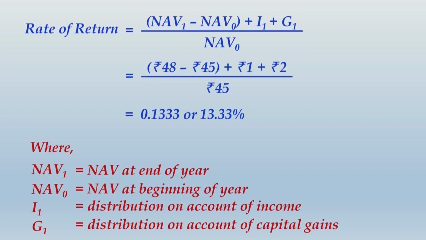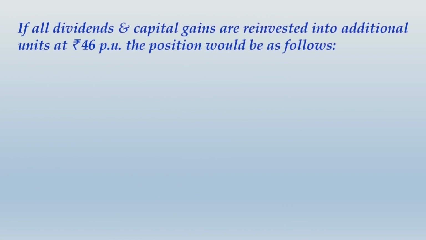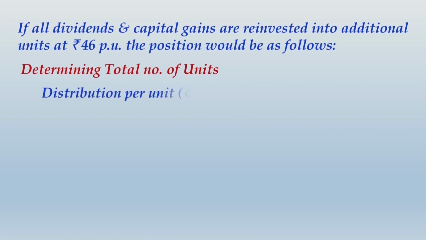Alright friends, once you have completed writing this much, let us move ahead and deal with the next part of the question. Now here you have to be careful. If all the dividends and capital gains are reinvested into additional units at rupees 46 per unit, the position would be as follows. So determining total number of units. First of all, look into one thing. The distribution on each mutual fund unit was rupee 1 and rupees 2 on account of the income distribution and capital gain distribution respectively. That means this investor would have received rupees 3 per unit as distribution.